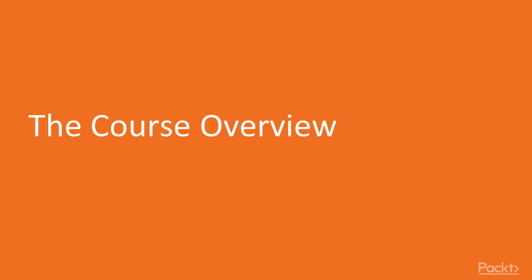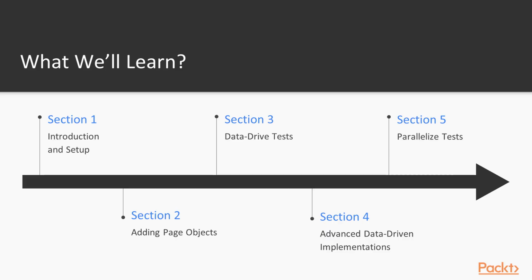And now we can get the overall course overview. The course consists of 5 chapters. The work roadmap is shown on the screen. In the first section, we'll go through available approaches for the test automation in general. Also, we'll get set with the tools we're going to use during the course. We'll perform initial setup and create basic tests we will practice with.